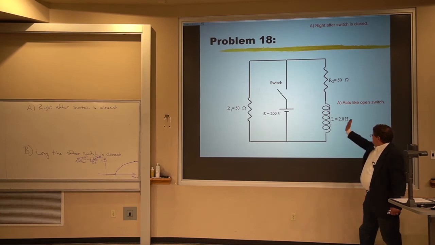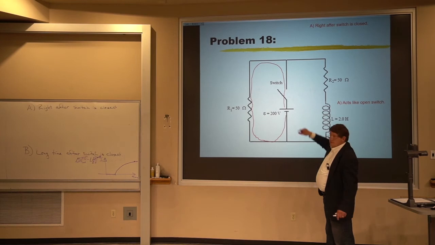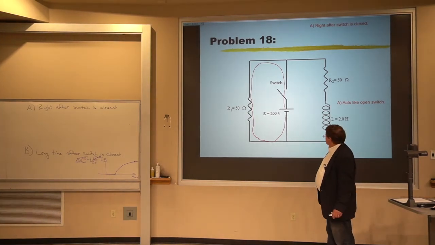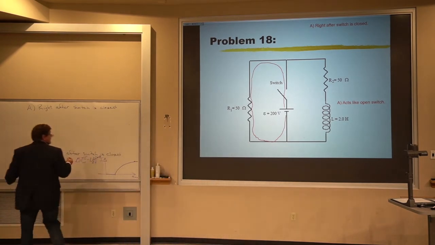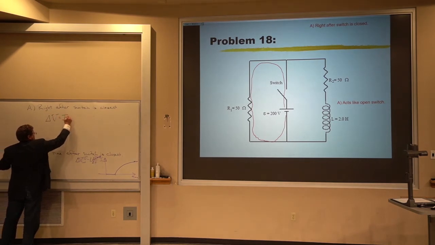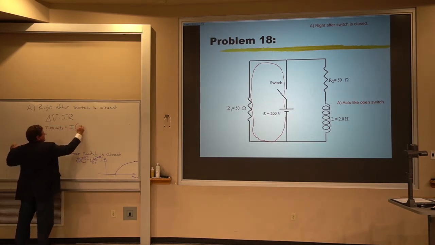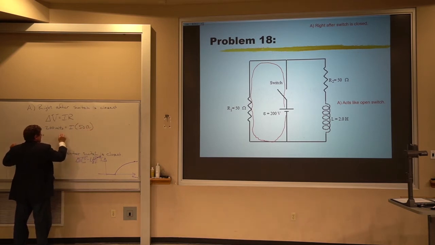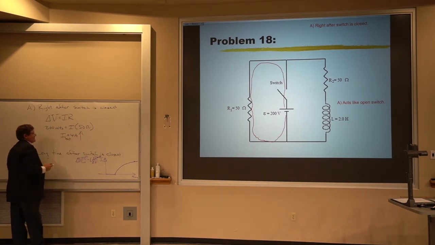Okay? If this is an open switch, that means all of the current is going to go around the left branch. Okay? And so if I want the current through the battery, I would just use V equals IR, and this is 200 volts is equal to I times 50 ohms. And that gives me an I of 4 amps. And that would be up through the battery.